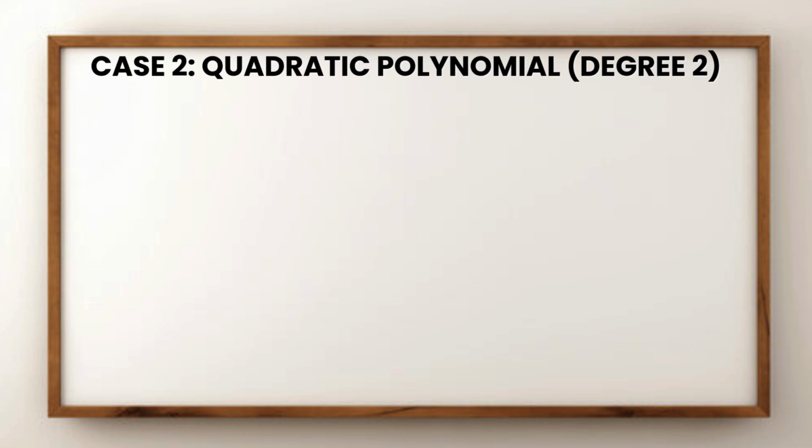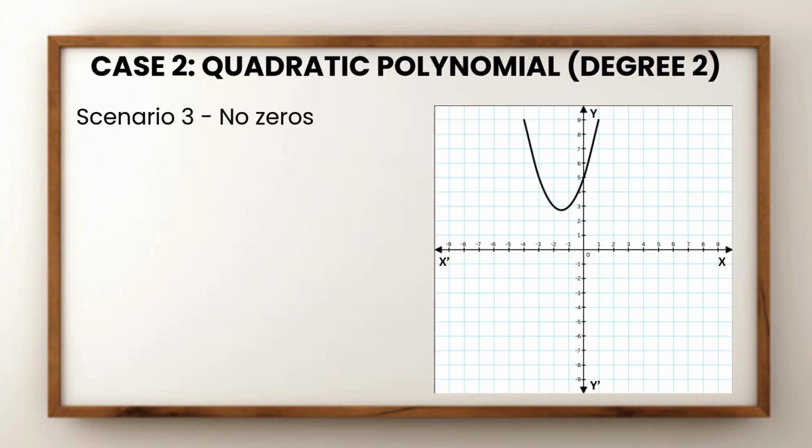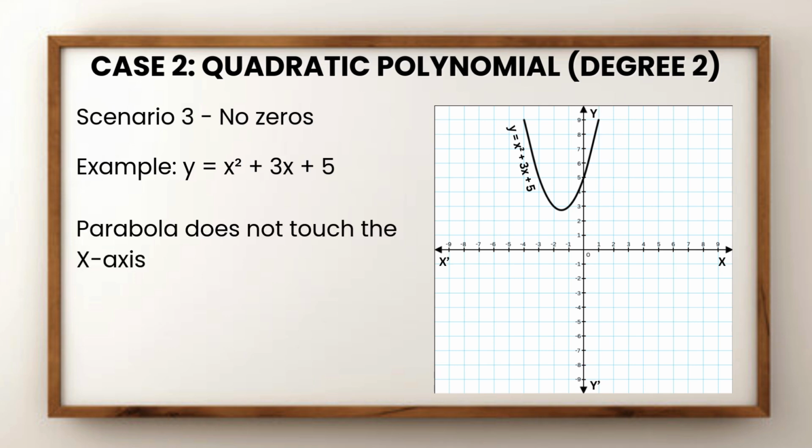If a quadratic polynomial has no real zeros, it means the parabola is entirely above or below the x-axis and never touches it. For example, the graph of y equal to x square plus 3x plus 5 does not intersect the x-axis, so it has no real zeros.